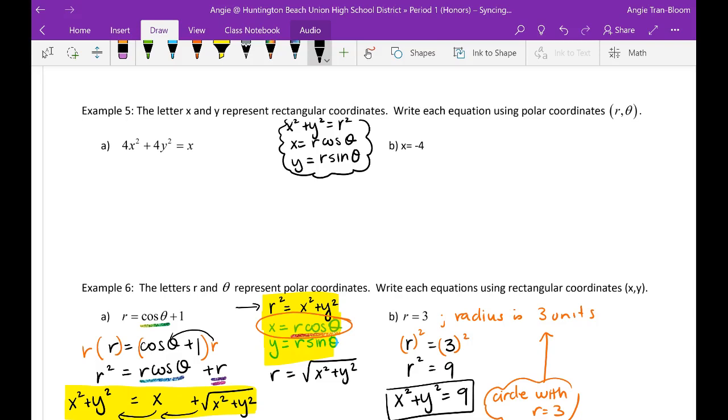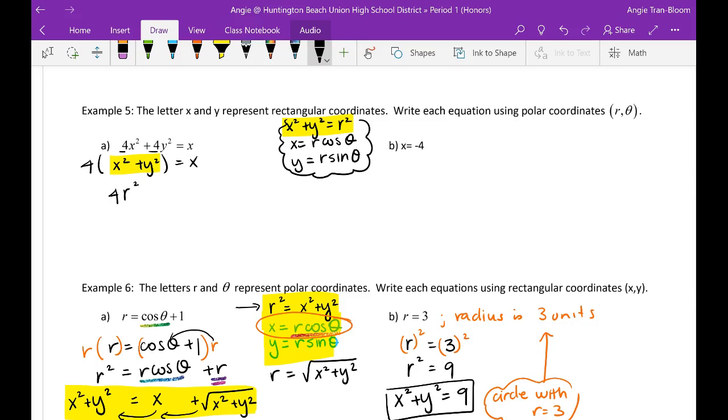So for part a, currently it's all in x and y. My goal is to get it all in polar. That means I shouldn't see any more x's and y's. Everything should be in radius r and theta. The first thing I see is they both have 4 in common, so I will factor out a 4. So I have 4 times x squared plus y squared equals x. What do we see here? x squared plus y squared is r squared, and bring down the 4.